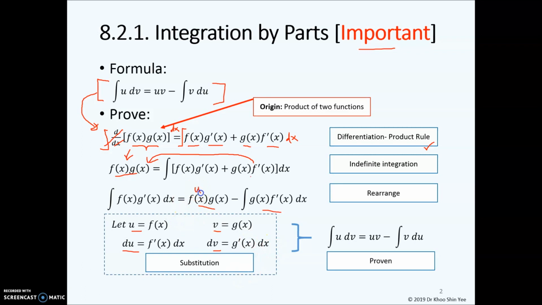So f(x) is u, g(x) is v, so this is v. g'(x) dx is dv, so this whole term is dv. f'(x) dx is du. Therefore, you get the formula: integral of u dv equals uv minus integral of v du. So this derivation shows you that if you find two functions multiplied together in this relationship, f(x) multiplied with g'(x), then you can use integration by parts to solve this problem.